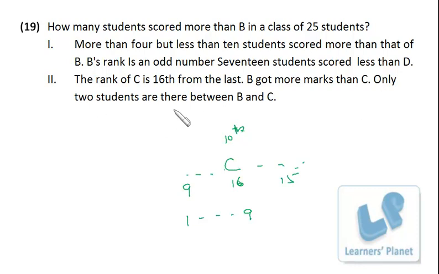Okay, only 2 students are there between B and C. So if C's rank is 10th, then B must be 8 or 9. Now if it is 10, then 9, 8 and 7. So the rank of B is nothing but 7. So using statement 2 alone we can answer the question. So our option is 2.